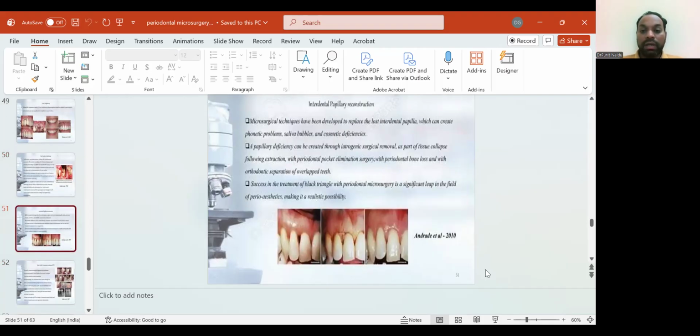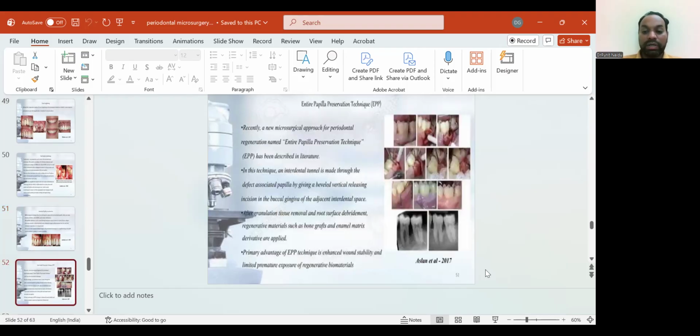In interpapillary reconstruction, microsurgical techniques have been developed to replace the lost interdental papilla, which can create phonetic problems, saliva bubbles, and cosmetic deficiencies. This papillary deficiency can be created through iatrogenic surgical removal, as part of tissue collapse following extraction, with periodontal pocket elimination surgery, with periodontal bone loss, and with orthodontic separation of overlapped teeth. Success in the treatment of black triangle with periodontal microsurgery is a significant leap in the field of perioaesthetics, making it a realistic possibility.